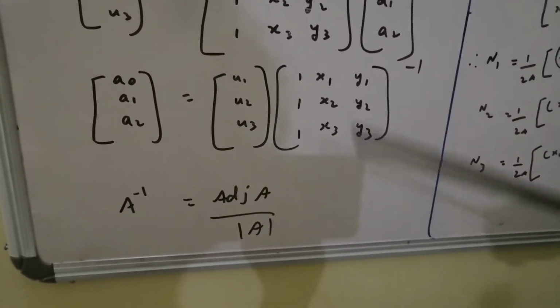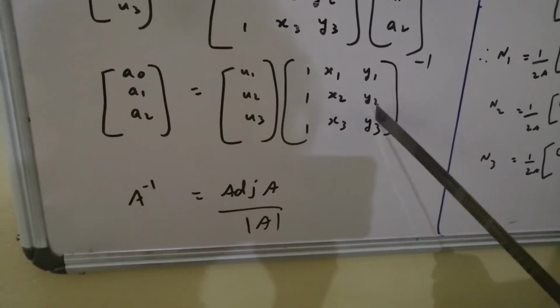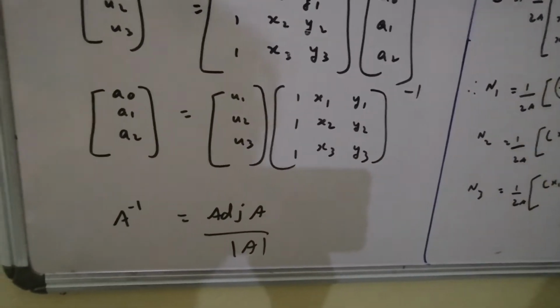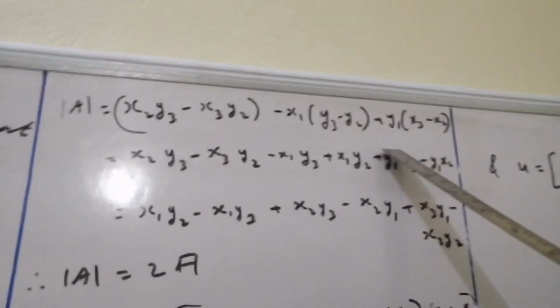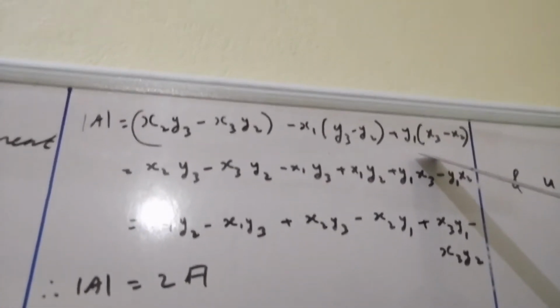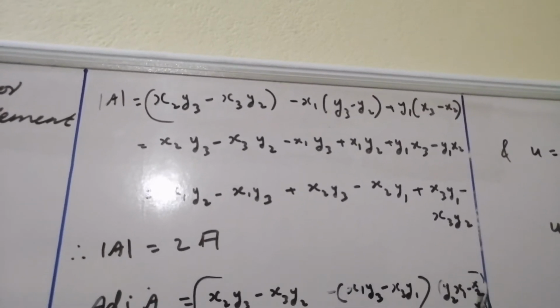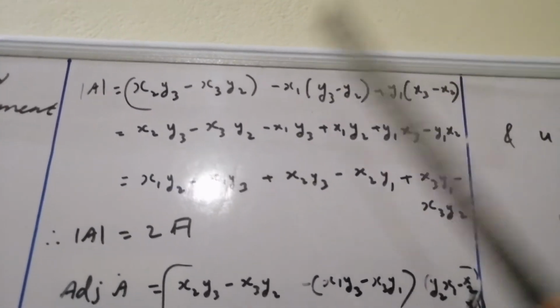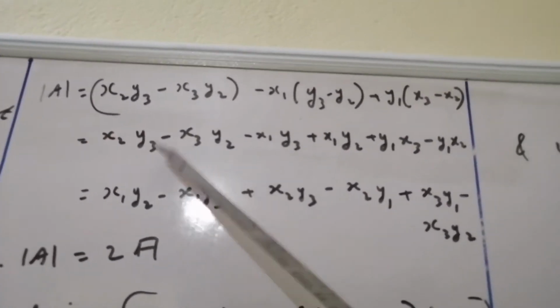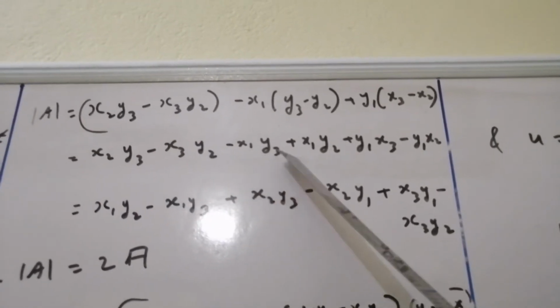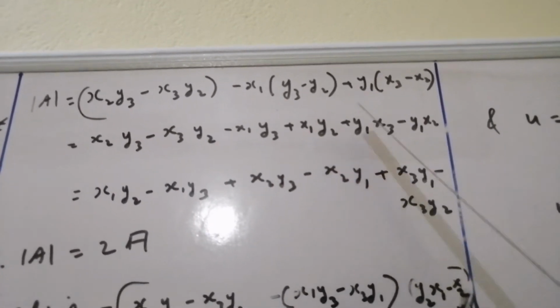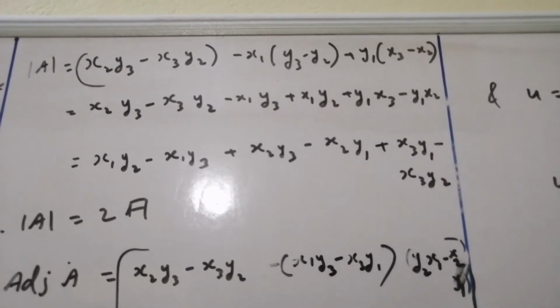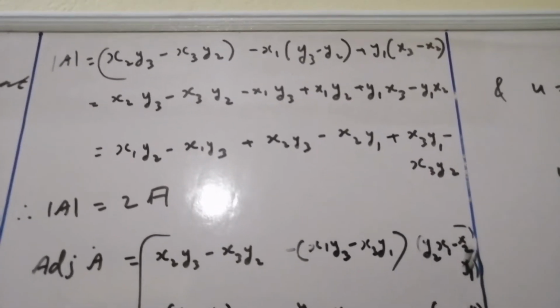Determinant A equals 1 into (x2 y3 minus x3 y2) minus x1 into (y3 minus y2) plus y1 into (x3 minus x2). And we are removing the brackets. So x2 y3 minus x3 y2 minus x1 y3 plus x1 y2 plus y1 x3 minus y1 x2. And we are rearranging it.